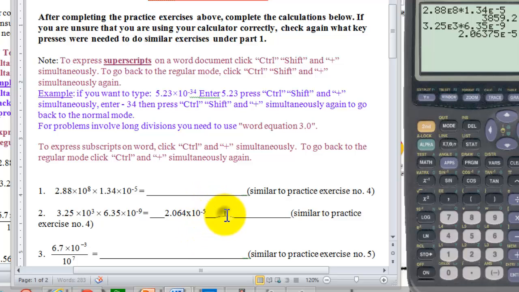Okay, this is how the answer should be recorded. If you record the answer as 2.0637 times e -5, it will be counted wrong. This is just the way the calculator displays it. When you write the answer, you have to write it in the correct mathematical format.